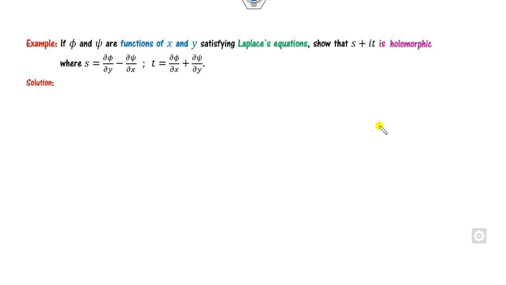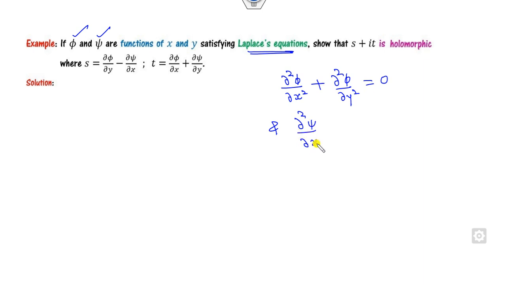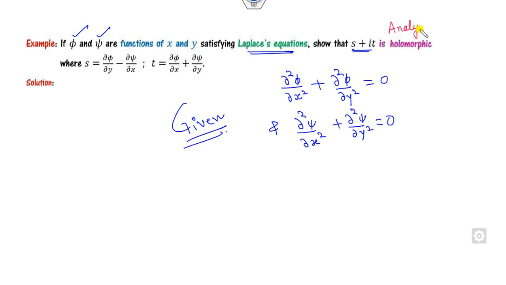Okay, look at this other category. If you have two functions phi and psi which satisfy the Laplace equation, what is the meaning of that? Del square phi equals 0, and psi also satisfies it, so del square psi equals 0. This is given to you in the first line. Then show that s plus it is holomorphic. Holomorphic means analytic. Show that s plus it, where s and t are given here, is a holomorphic function.